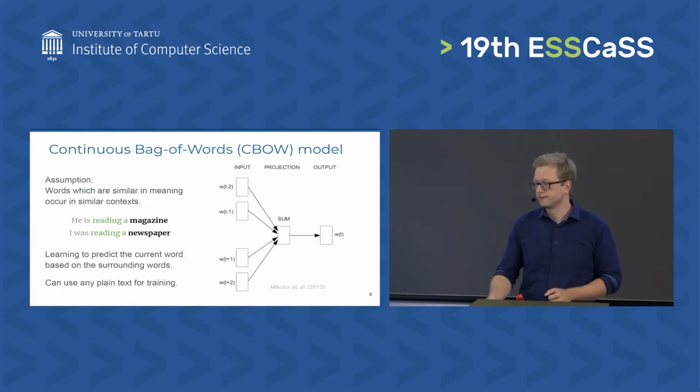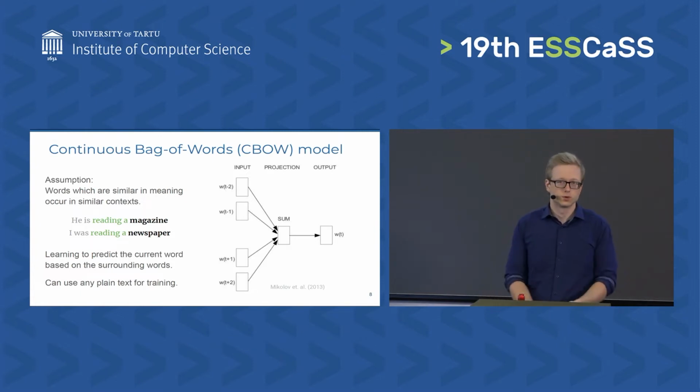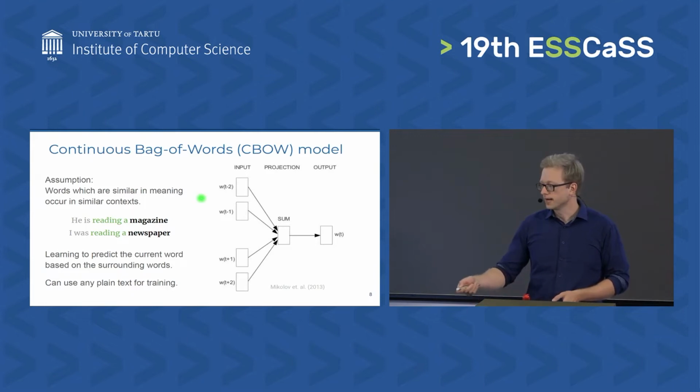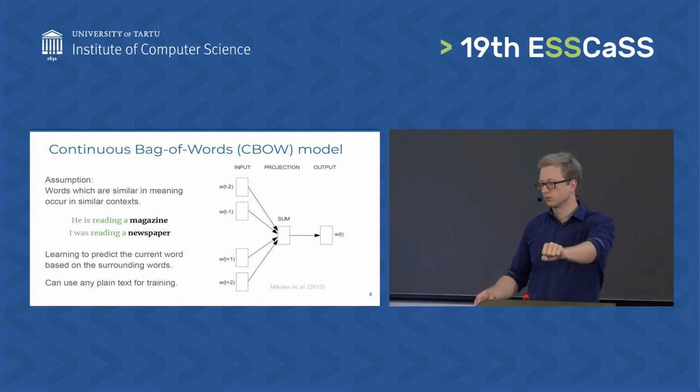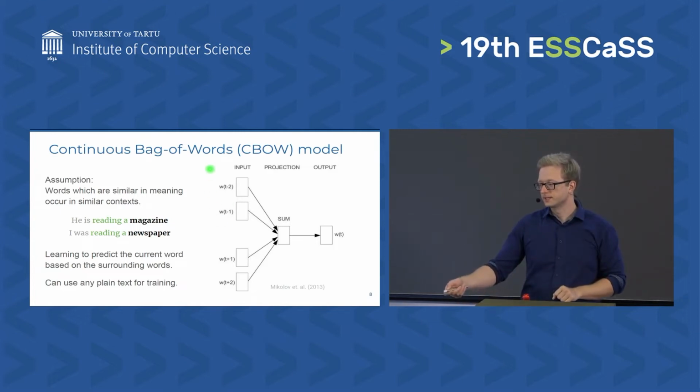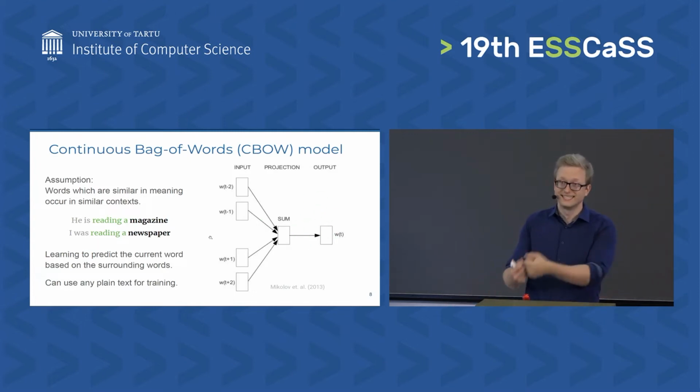So this is what the famous continuous bag of words model does. It assumes that words that appear in similar contexts have a similar meaning. And it constructs a little neural network where it goes through text in sequence. It takes a particular word, then it takes the words around it, represents these as vectors, and then based on these vectors, it tries to predict what the target word in the middle is.